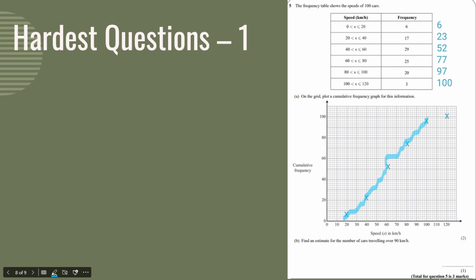I know it's not the best curve in the world, but it will do for the purpose. And then we're going to draw a line up from 90, then all the way across. And we should get an answer of 88. Then we do 100 minus 88, so that's the number of people in the cumulative frequency, and we should get an answer of 12.